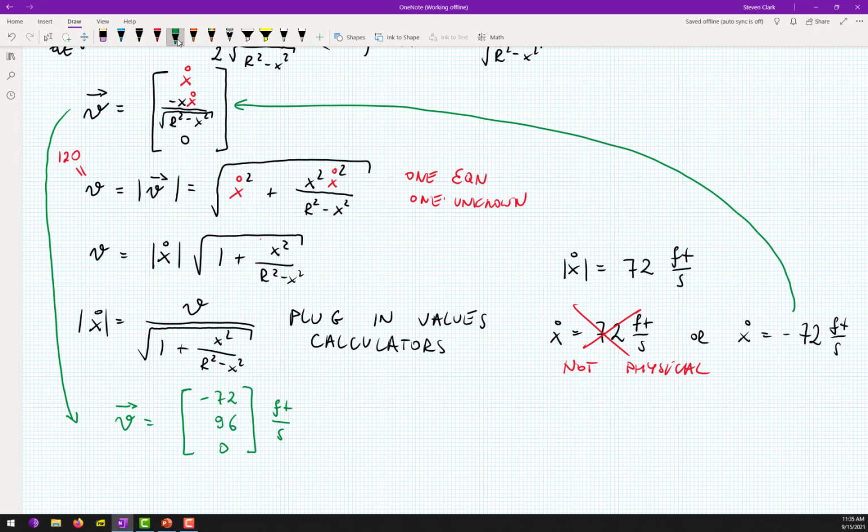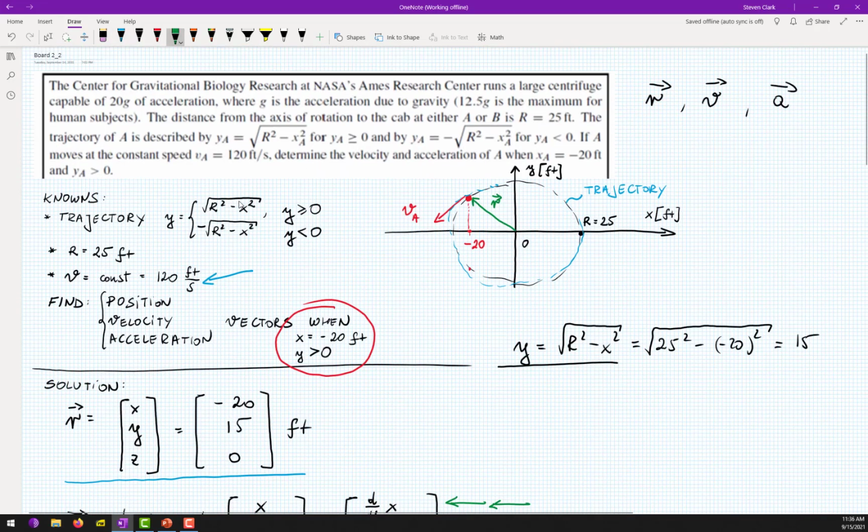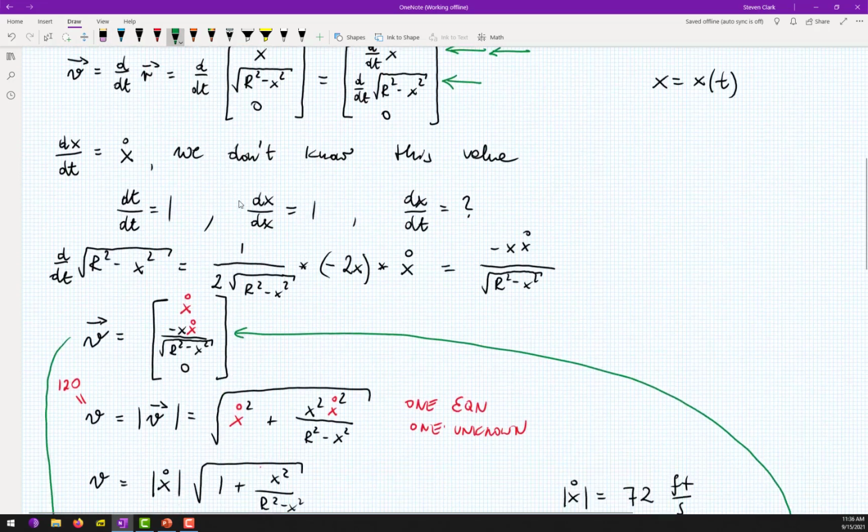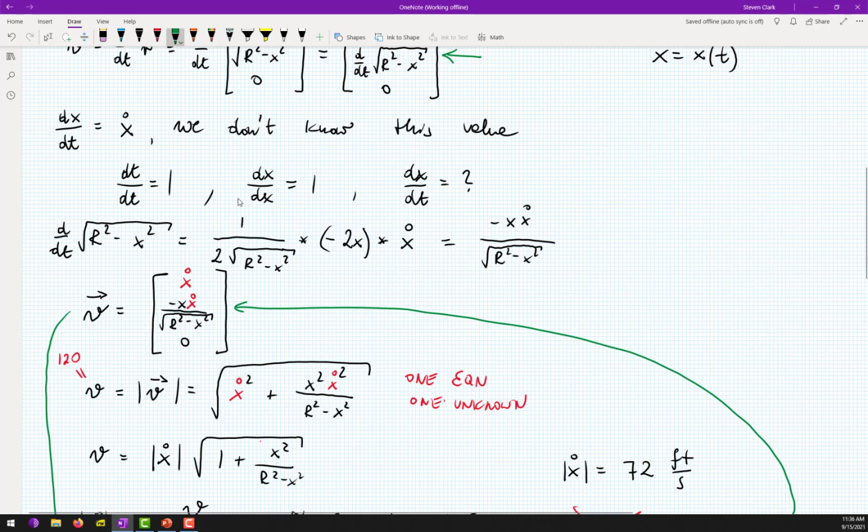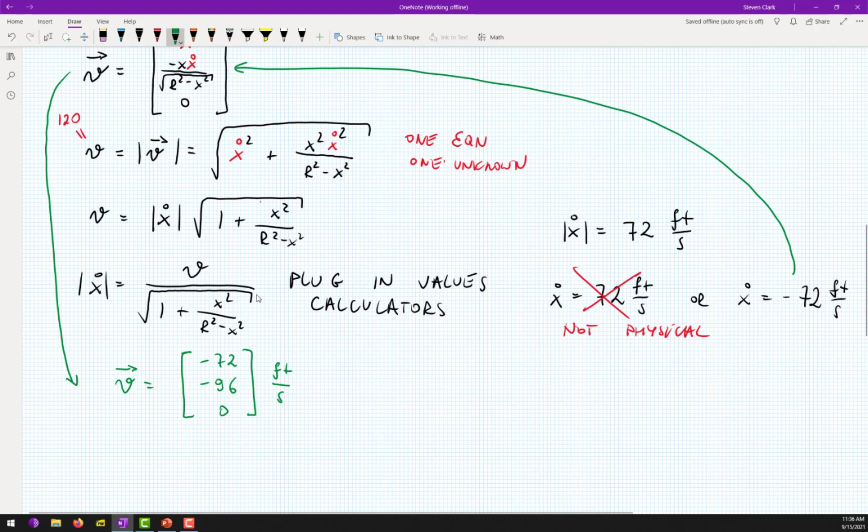Yes? Let me see. It will be plus. After plugging in values, it will be positive. Or maybe you're right. Yes, minus, because of that picture. Sorry, I just looked at my solution yesterday. I forgot about that minus.